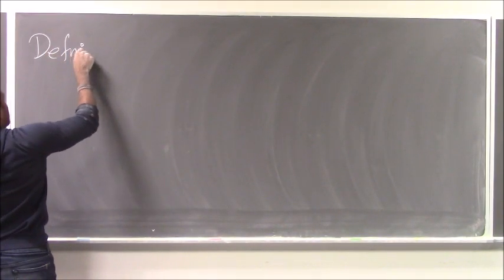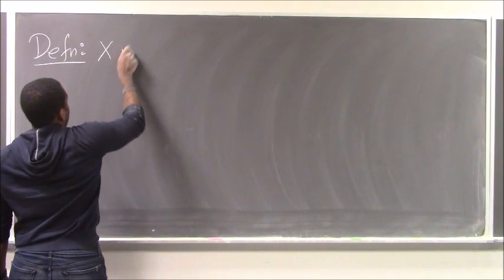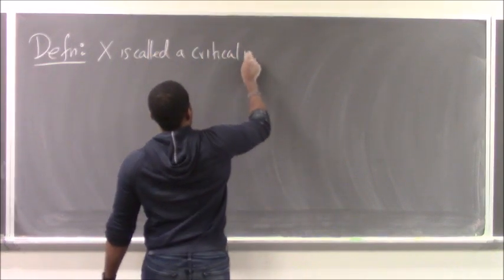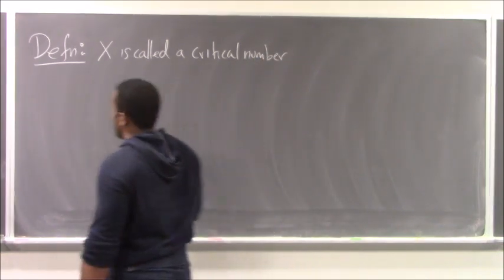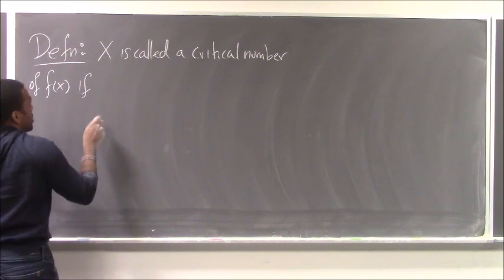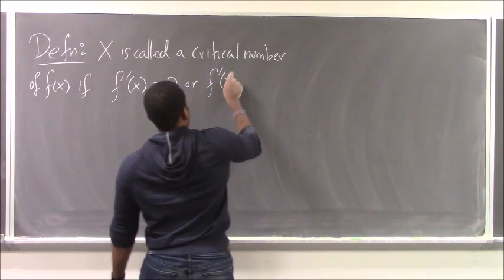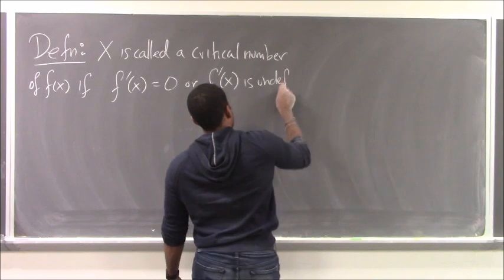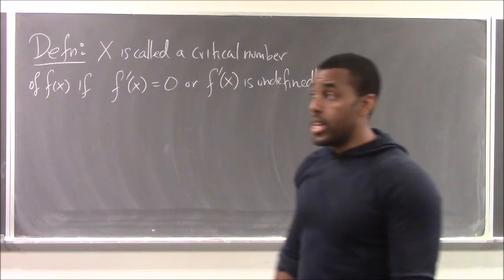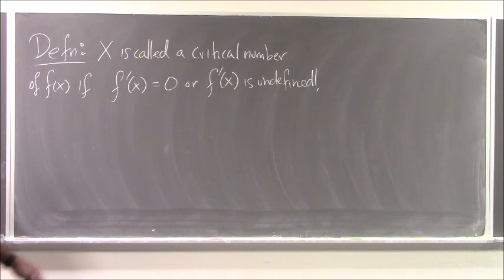So, definition. x is called a critical number of a function f of x if f prime of x equals 0 or f prime of x is undefined. So that is the definition of what we call a critical number. Now, sometimes that is called a critical point. I'll make a note of that in a little bit.